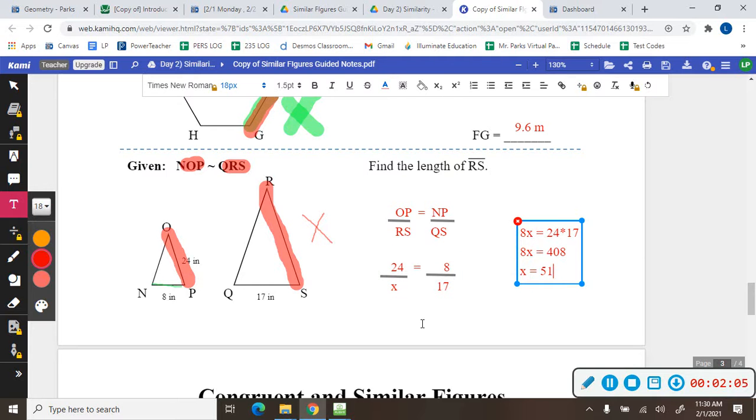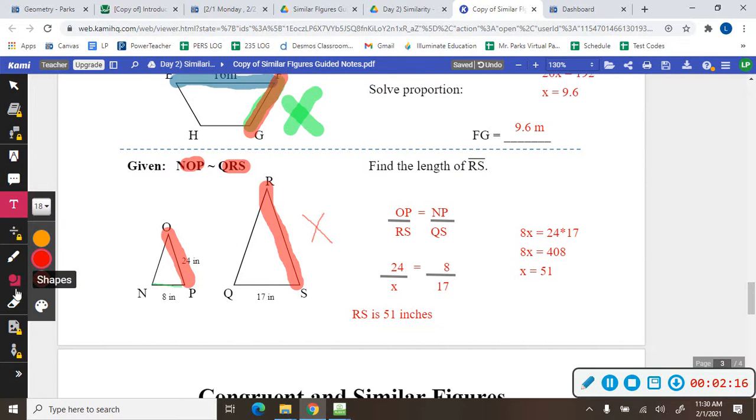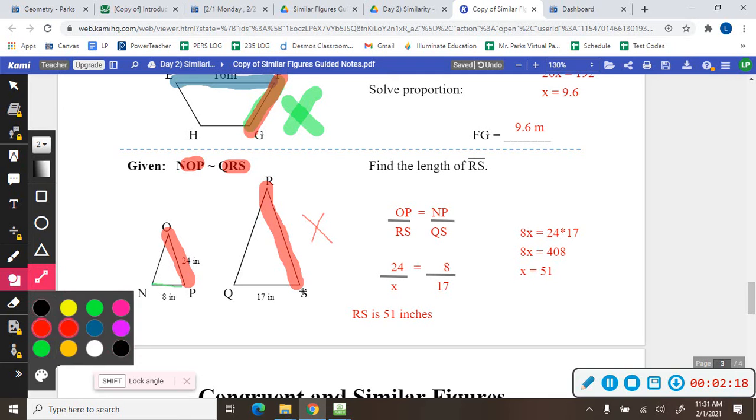So find the length of RS. Let's see, RS, we would say RS is 51 inches. And I should put the little segment on top.